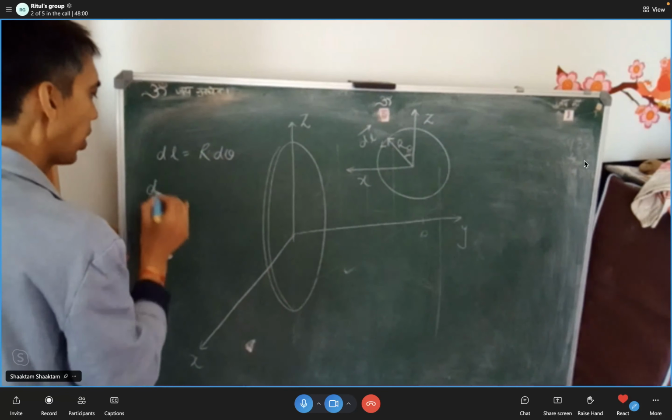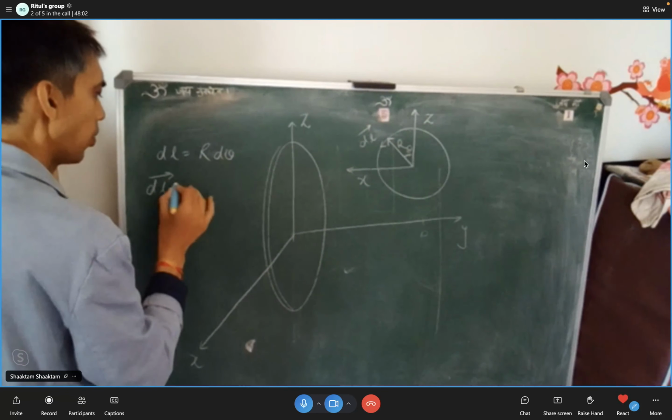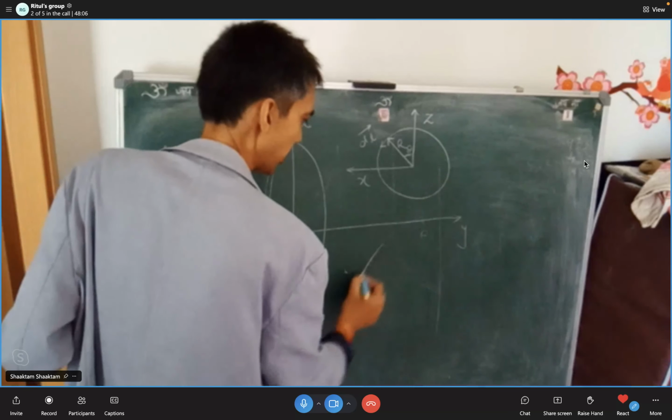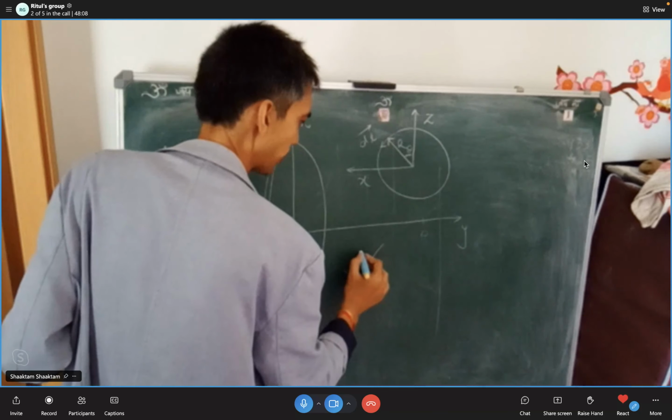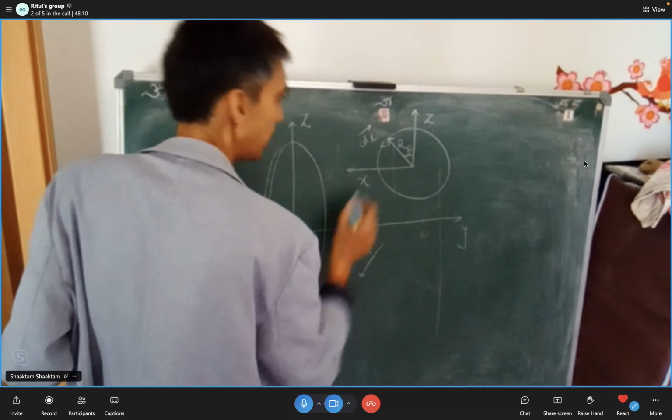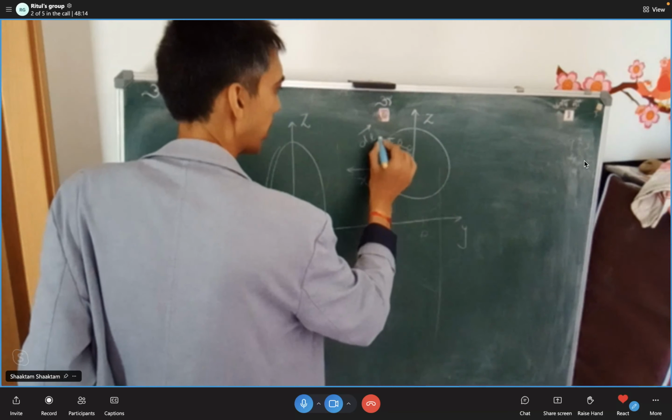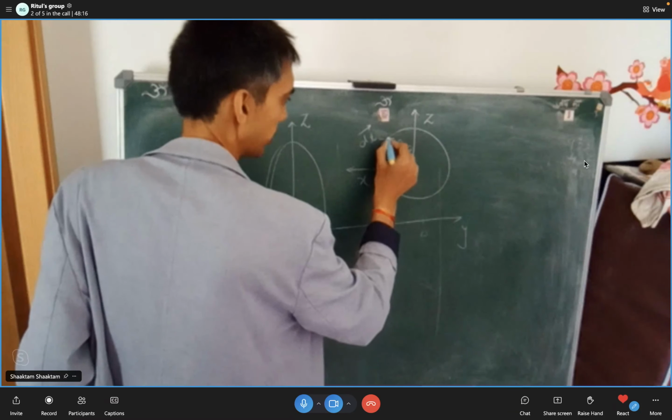Now dl vectorially, tell me, what will it be? So this is r, I'm just magnifying it a bit. This is r d theta length for me. This is dl for me. What about the angles? If this is theta, what angle do you want? I want the angle in this direction.